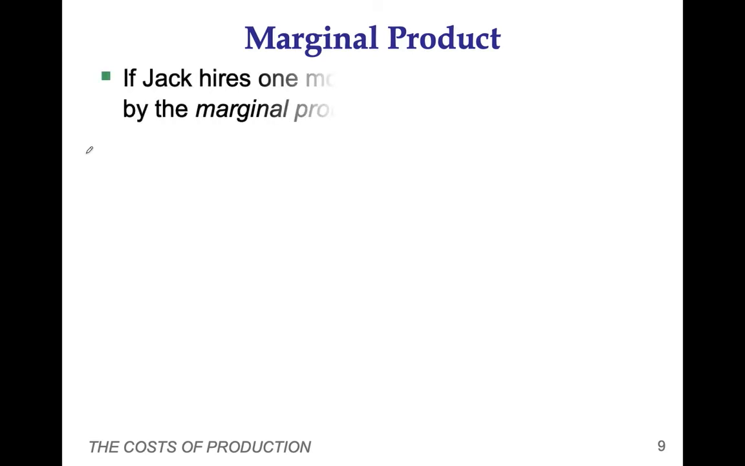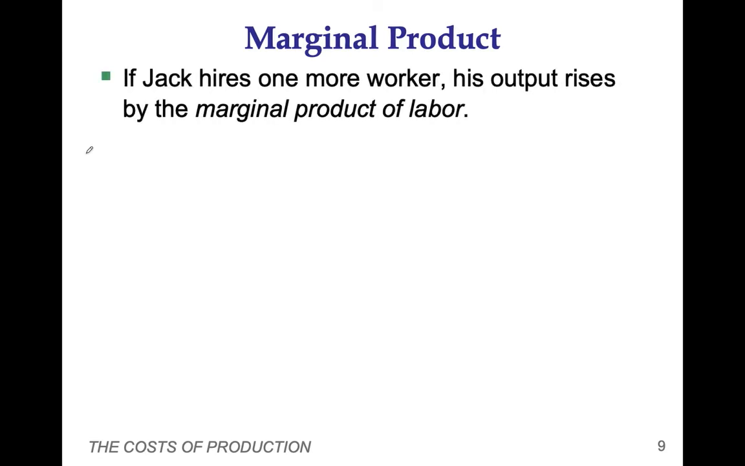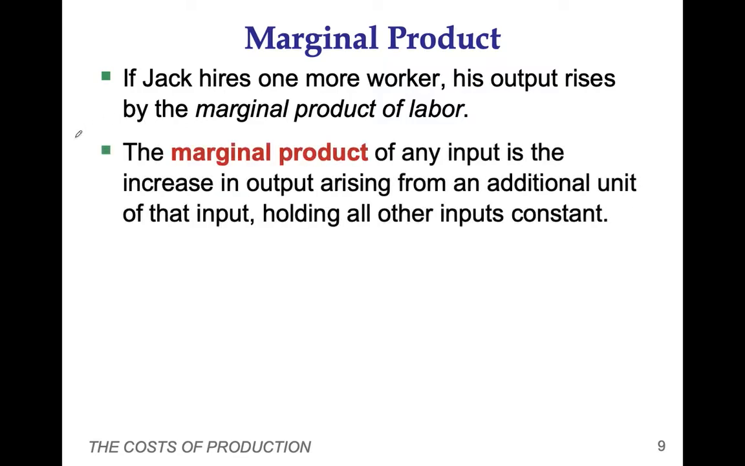So to understand that, we define an important concept here. It's called the marginal product. If Jack hires one more worker, his output rises by the marginal product of labor. What is the marginal product? It is the marginal product of any input.